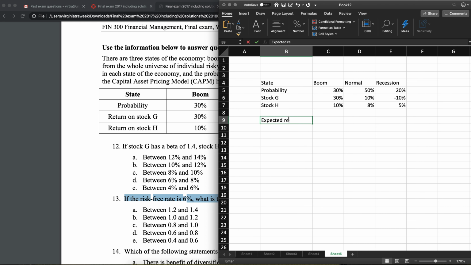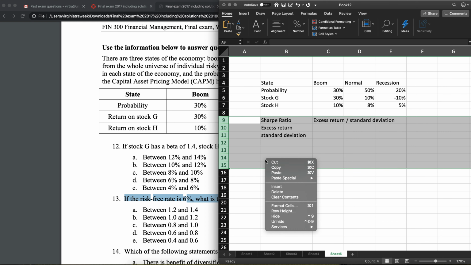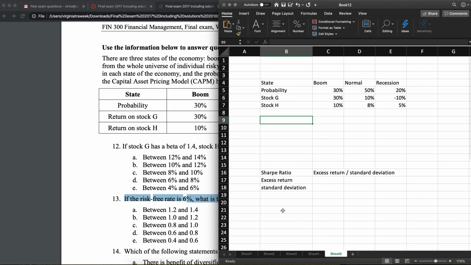The expected return, well, let's start with the Sharpe ratio. The Sharpe ratio is going to be the excess return divided by the standard deviation. So we need to calculate two things in order to get this: excess return and standard deviation. We don't have any numbers there, but we'll get those in a second.